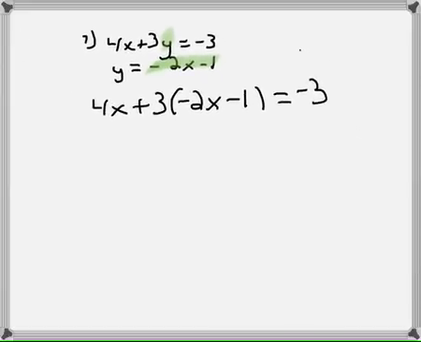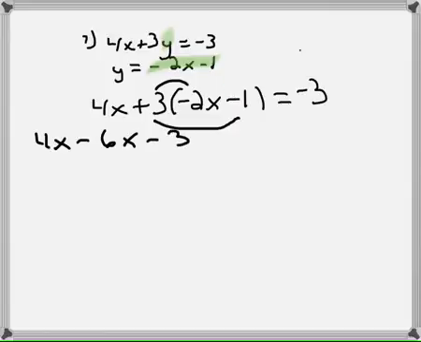Okay, I have to distribute to get rid of the parentheses, so multiply and multiply. Start by copying down your 4x. Okay, now multiply. What's 3 times negative 2? Negative 6x. Multiply again. What's 3 times negative 1? Negative 3. Bring down your equal and your negative 3.